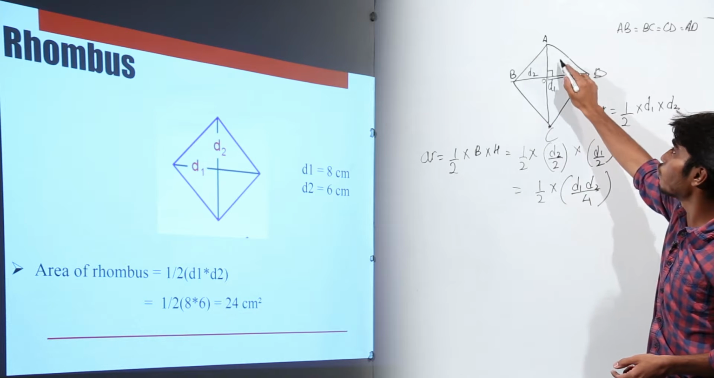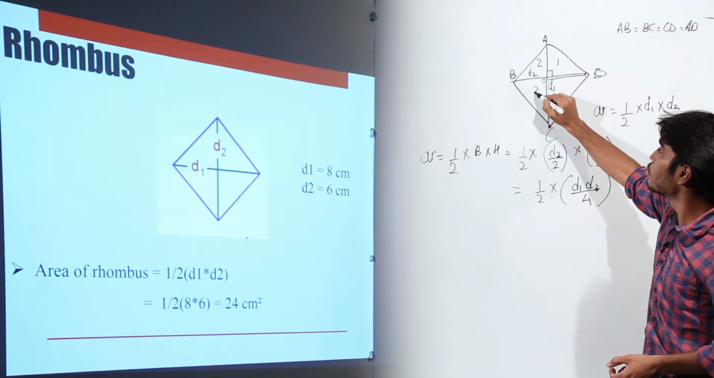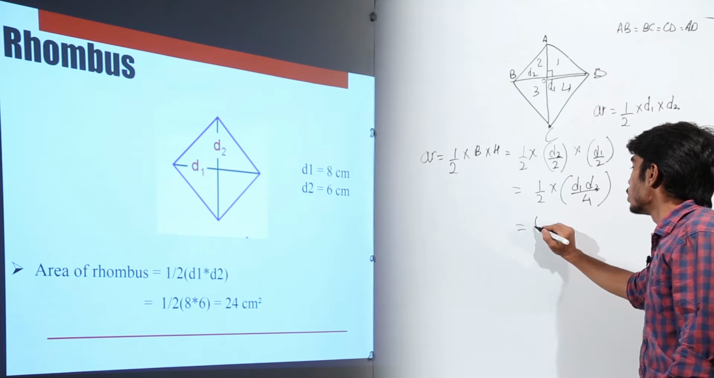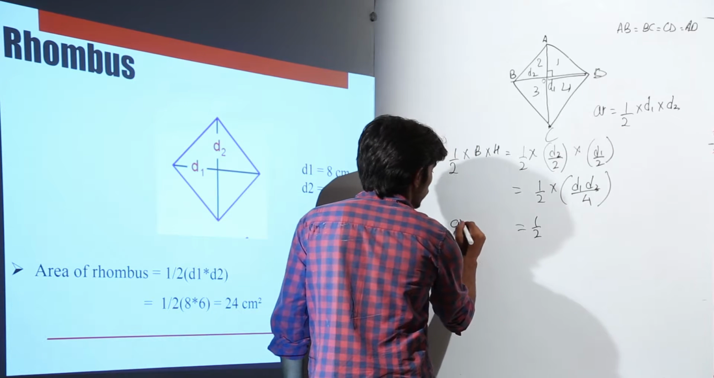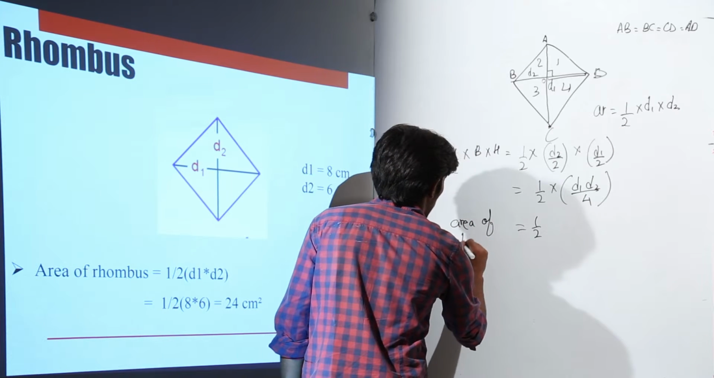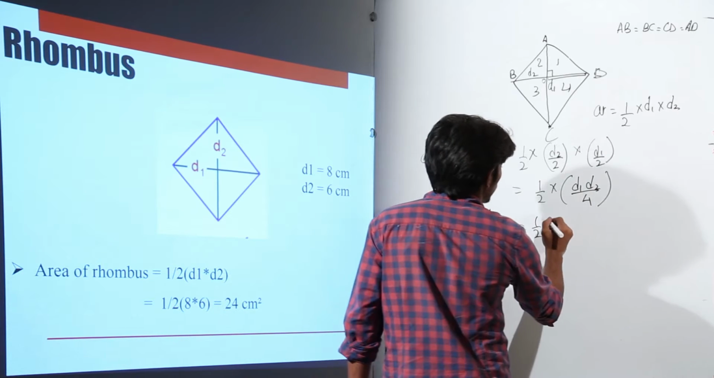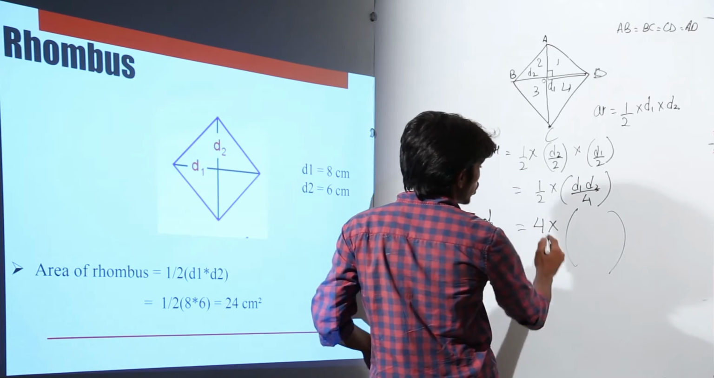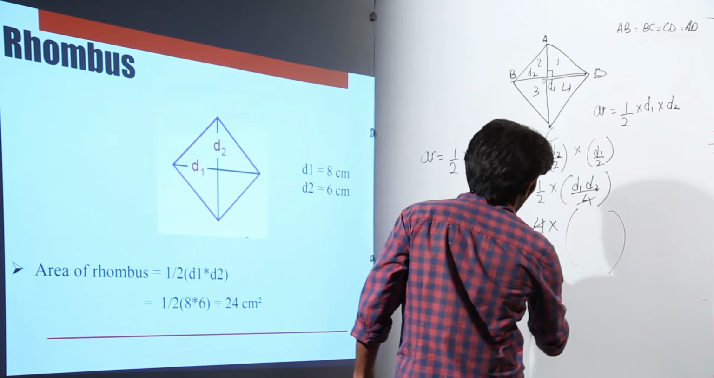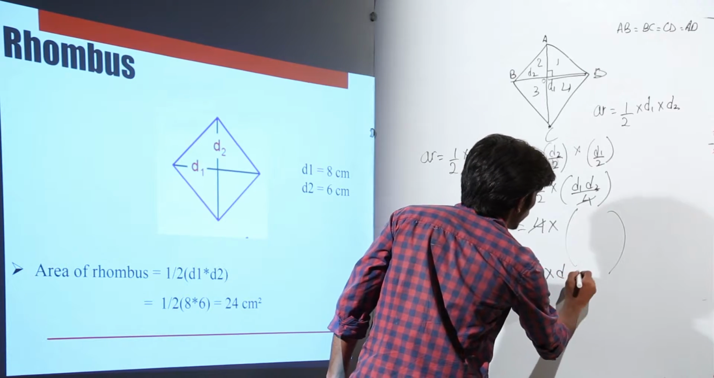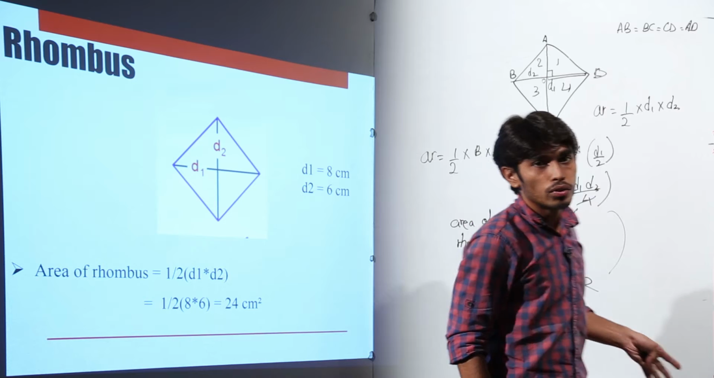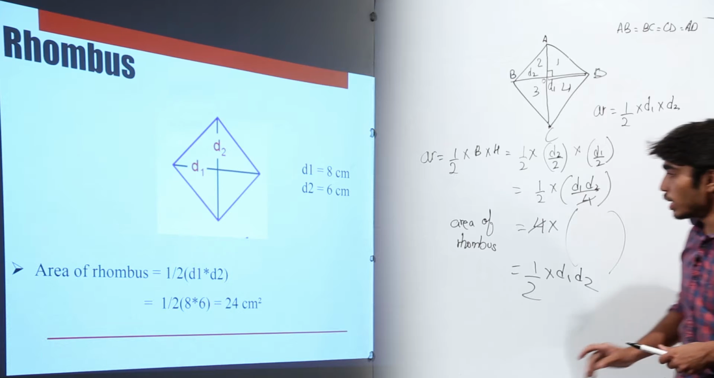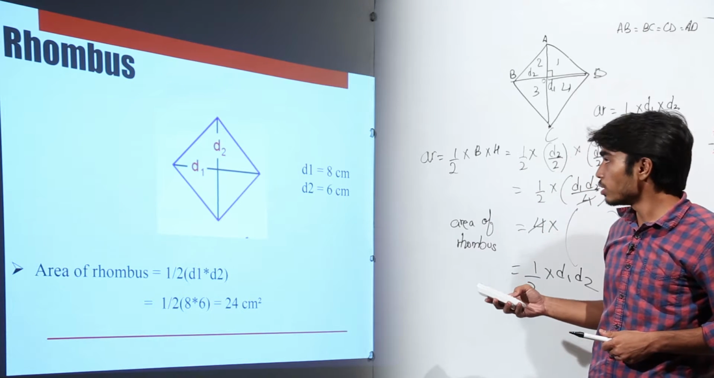So if I have to calculate the area of all the 4 triangles, I am naming them here, I have to multiply by 4 to get the area of the rhombus. So area of rhombus is 4 times area of the triangle. So this 4 and this 4 cancel out, and we get half into D1 into D2. So here we have proved that area of a rhombus is half into the product of the diagonals. Now let's do one question on this concept.